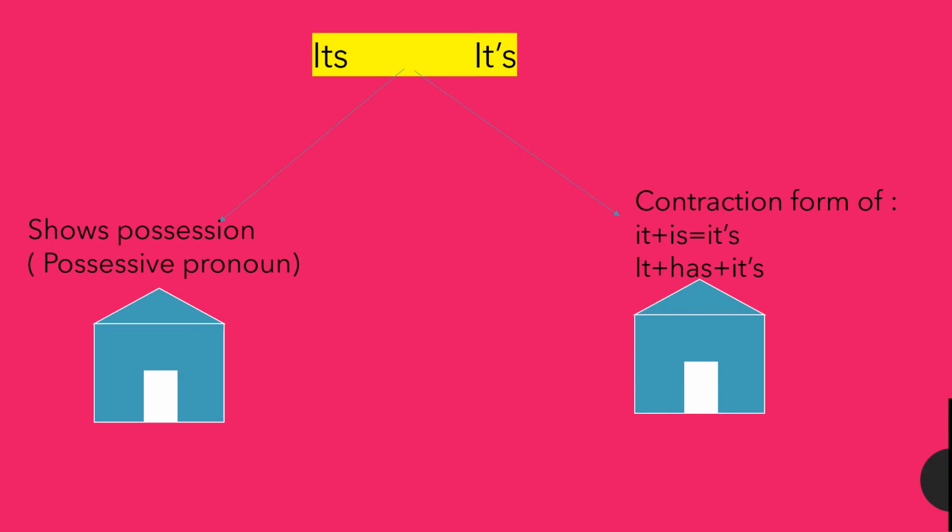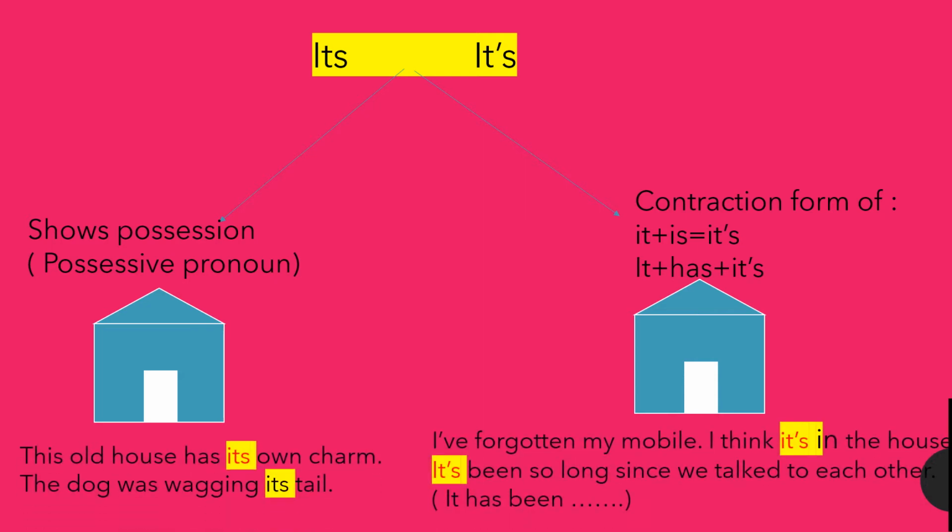Okay, let me show you the examples. Very easy. This old house has its own charm. The dog was wagging its tail. Here its without an apostrophe shows possession. Whereas here, I've forgotten my mobile. I think it's in the house. It is in the house. So you can check your doubt by rereading it. So if the answer is it is in the house, you do have to put the apostrophe.